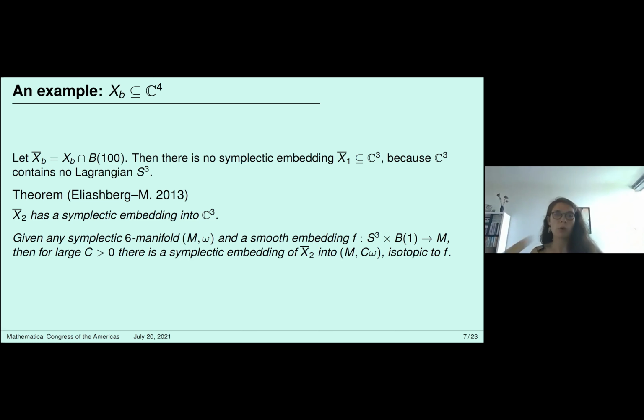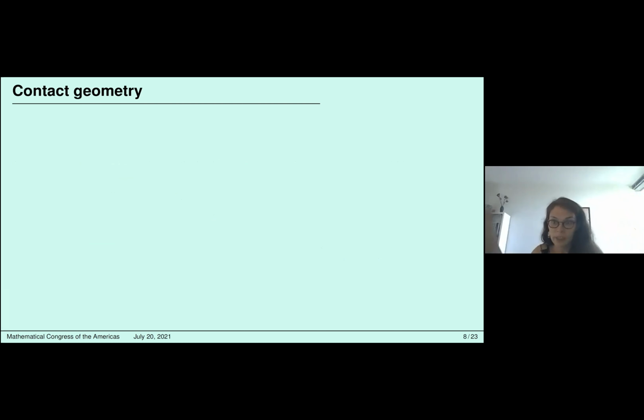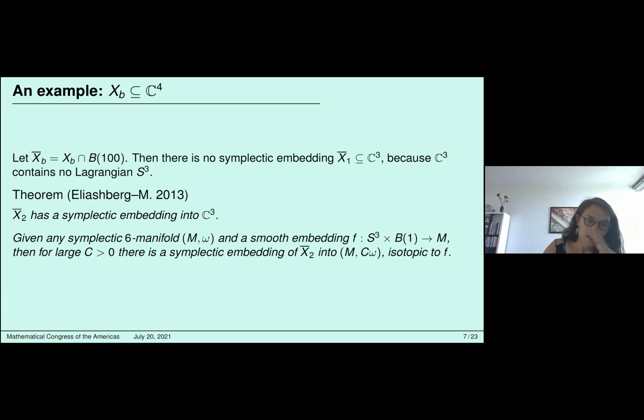So what I'm wanting to say is that this is not only a particular symplectic embedding into C3, but in fact these things are quite general. And of course, this X2 bar is only a single example. All right, so now I'm going to go in a different direction. I wanted to pause here for any questions that people might have about this.